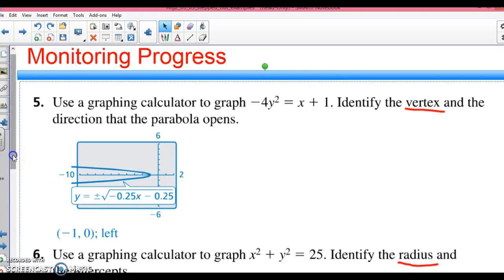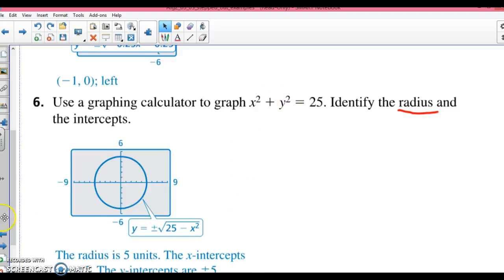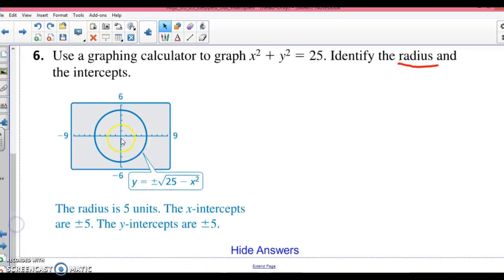For number 6, after I graphed my circle, which I knew was a circle because I have an x squared and a y squared, I see that my circle is centered at the origin and that my radius is 5 units. That also means my intercepts are plus minus 5 and plus minus 5 on the x and y axes.